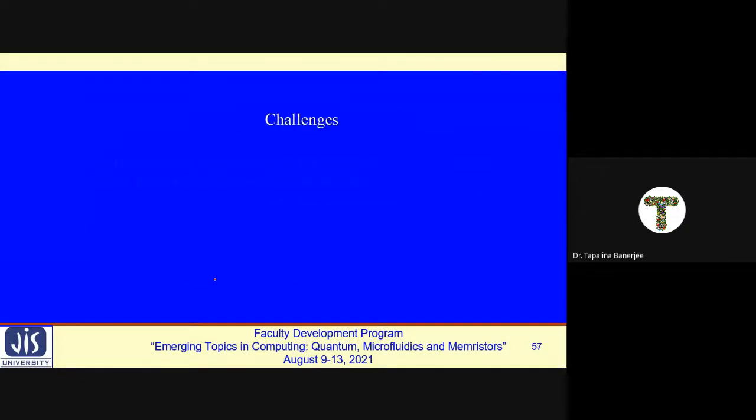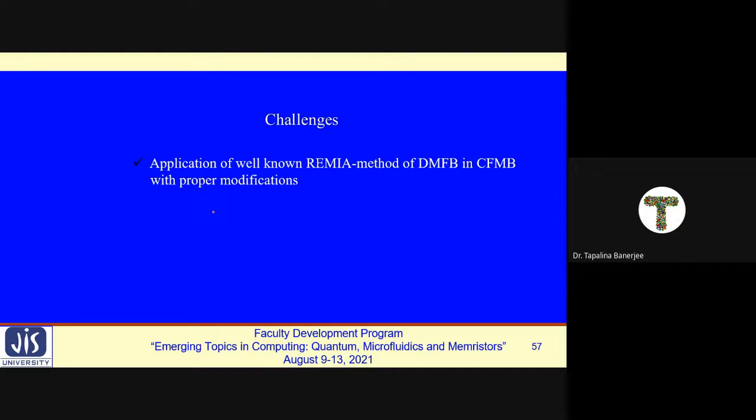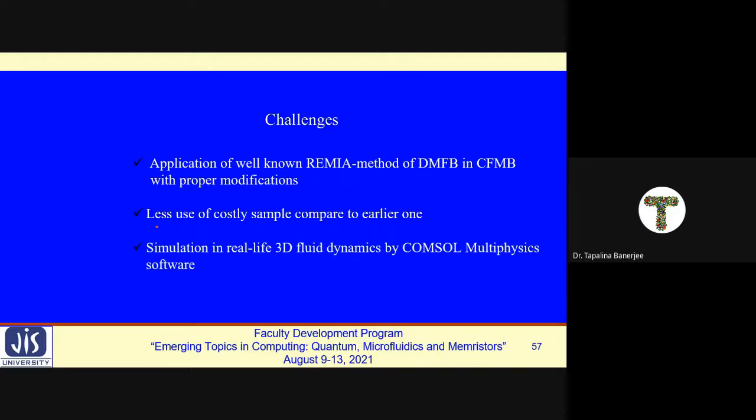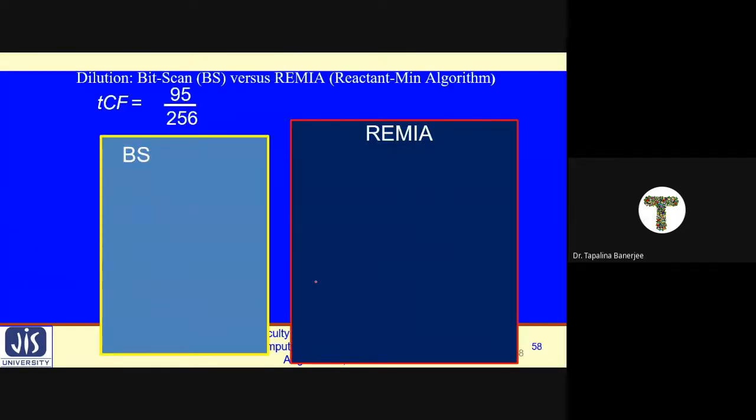Let's see. At first, the challenge is how we can apply this DMFB-based REMIA to this CFMB. Next, obviously we need to take care that the samples are very costly, so the less we use, the better for cost. Now, simulation of real-life 3D fluid dynamics is also performed using the same software once again.